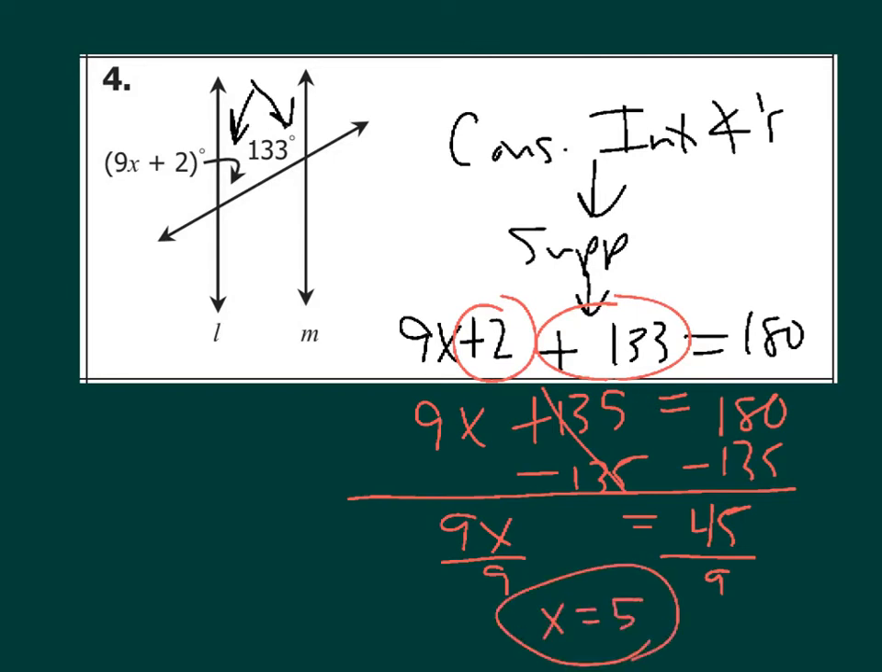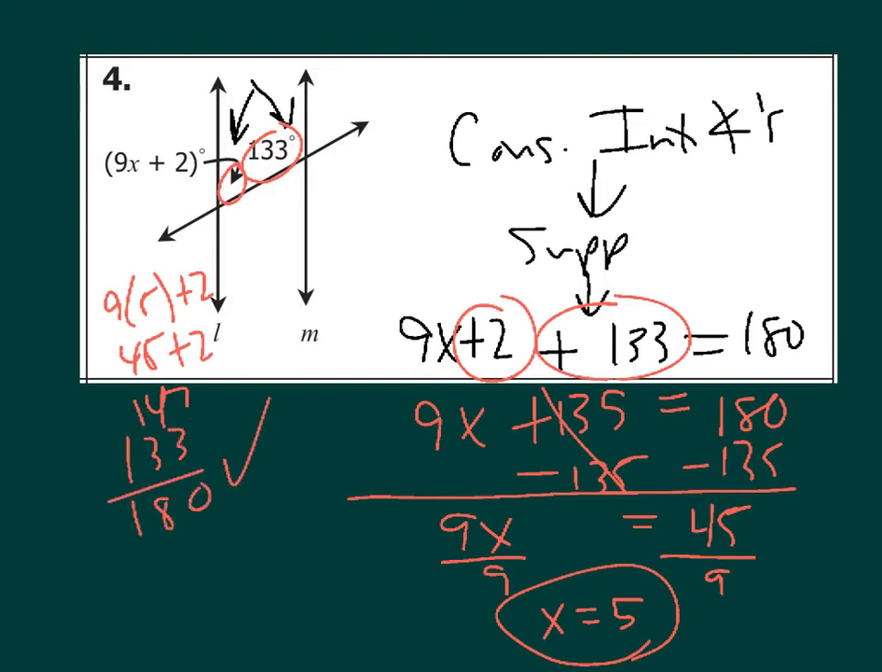Come back up here. 9 times 5 plus 2 is 45 plus 2 is 47. And we said that this angle here and this angle here add up to be 180. So 47 plus 133 is, you guessed it, 180. Check. Move on.